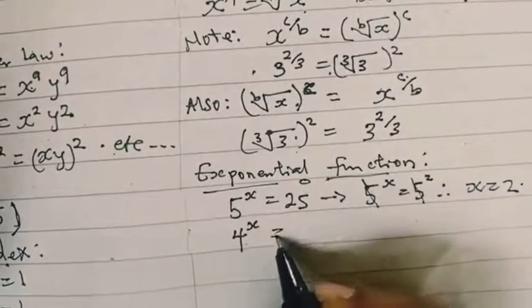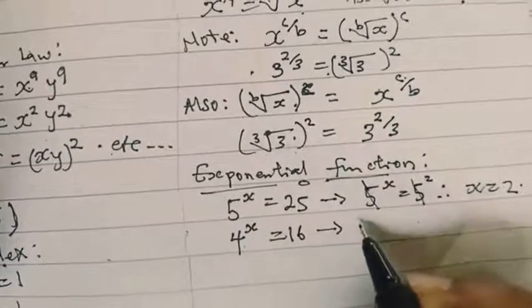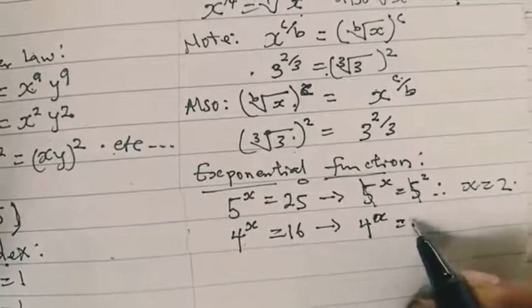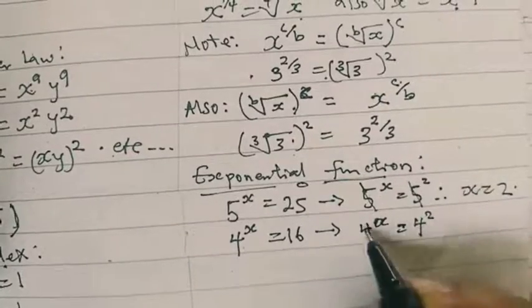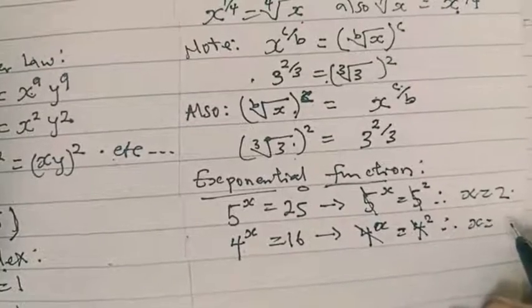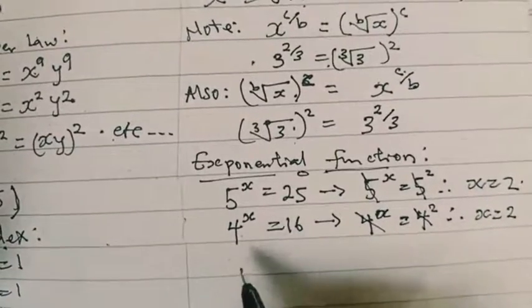Also, let's say you have 4 raised to power x equals 16. So you are going to express 16 in form of 4. So that will be 4 raised to power x equals 4 squared, because 4 squared will give us 16. 4 will cancel 4, therefore x will be equal to 2.